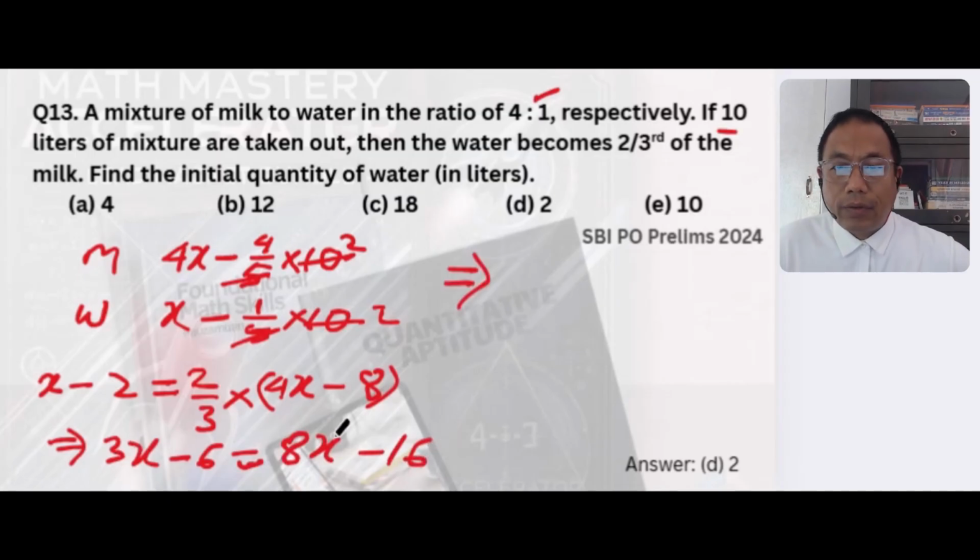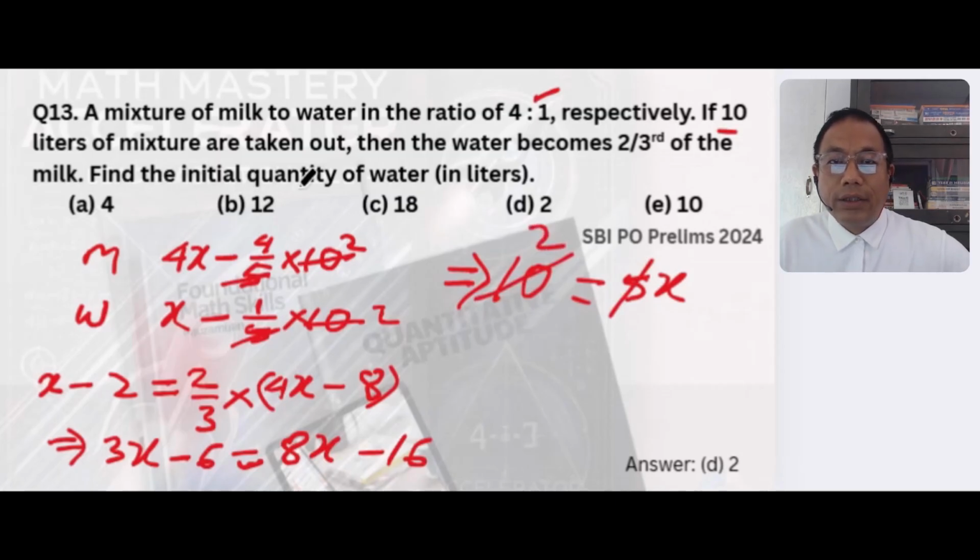Transfer 3x to the right. 8x minus 3x is 5x. Transfer 16 to the right. It will become plus. 16 minus 6 is 10. So 5x equals 10.